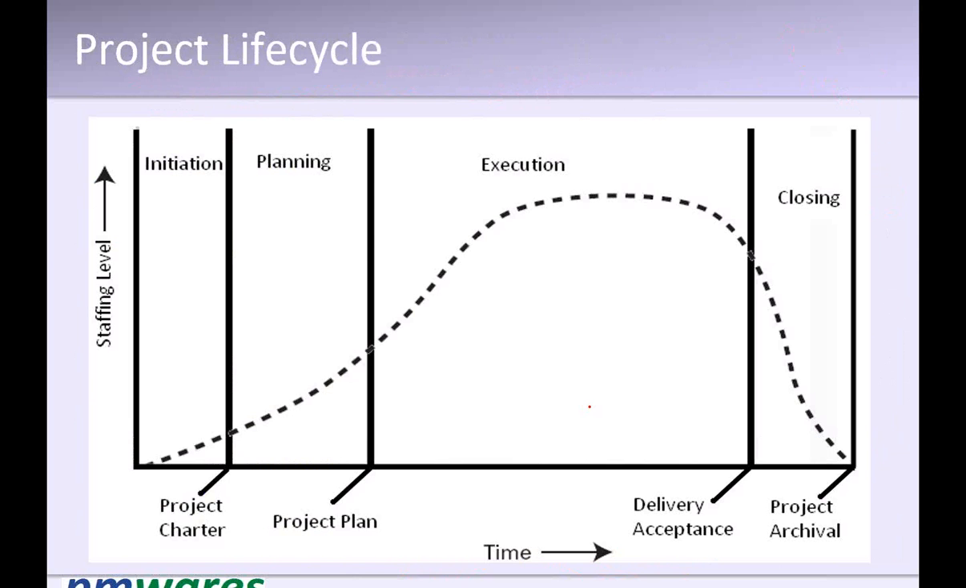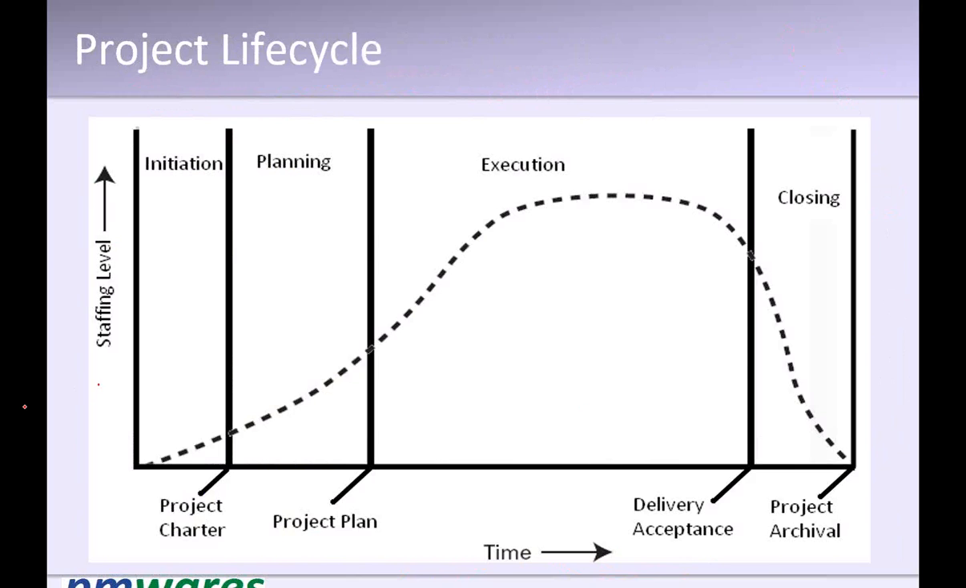Now let's look at the project life cycle. Project life cycle is a very simple thing as such. By now you must already be aware that a project starts with initiation, then goes to planning, then execution. During planning and execution, it goes through monitoring and control also, but that is an overlapping phase, and then it goes to closure.